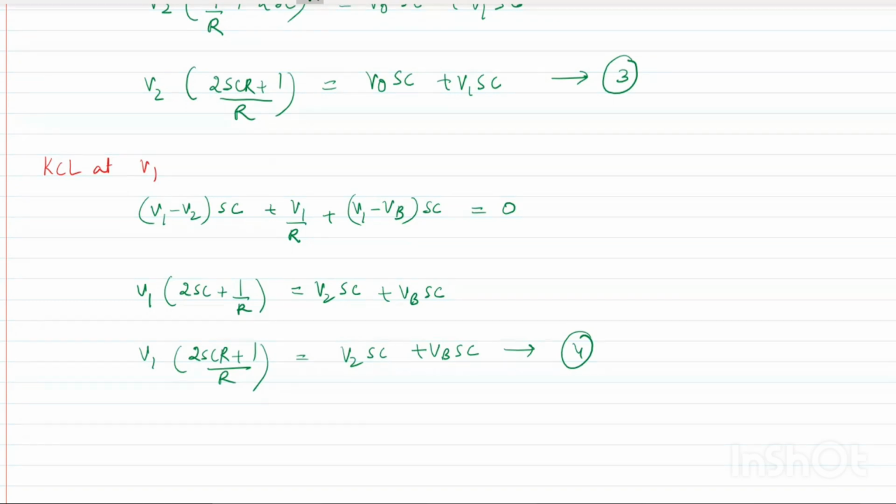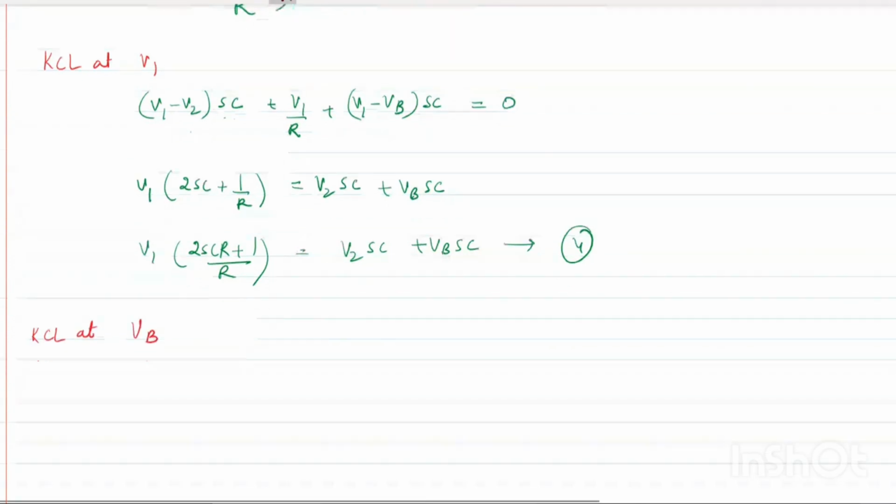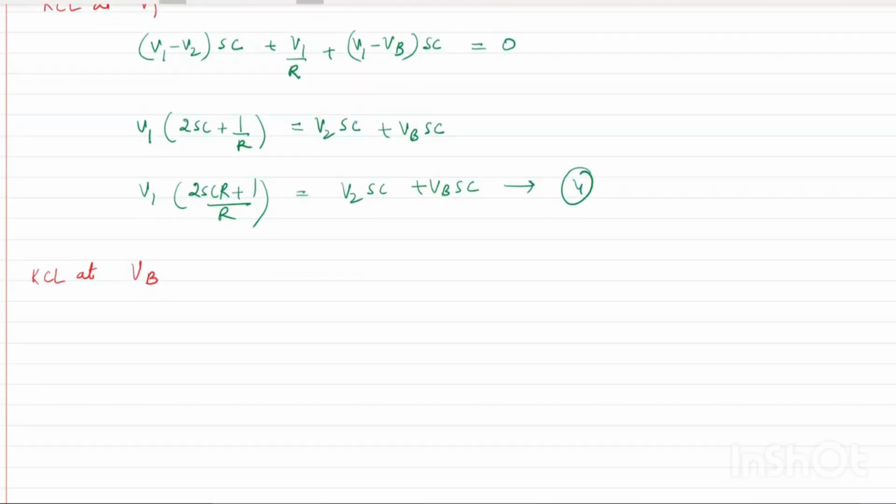Now the last equation, KCL at VB. 3 KCLs I have to write. When I write KCL at VB, my equation will be VB upon R plus VB minus V1 into SC equals 0.